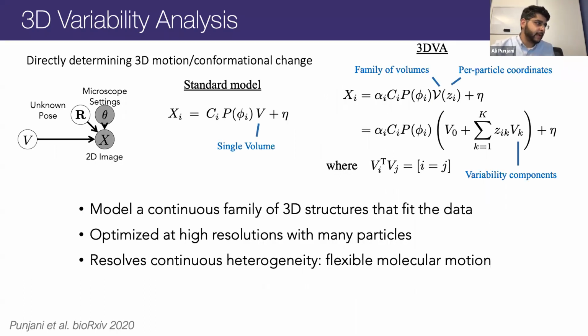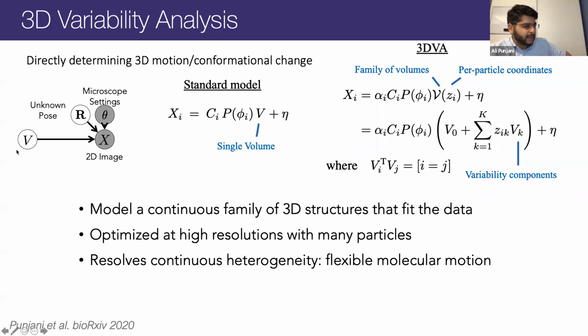This page has a little bit of math, but I'm going to slowly go through it and try to give a sense for what are the concepts and objects that we talk about in 3D variability analysis, since they are very different from what we've seen so far. We're no longer just dealing with electron density maps and particles and alignments. There are now some extra objects. So first of all, as I said, the purpose of 3D variability analysis is to directly determine 3D motion and conformational changes.